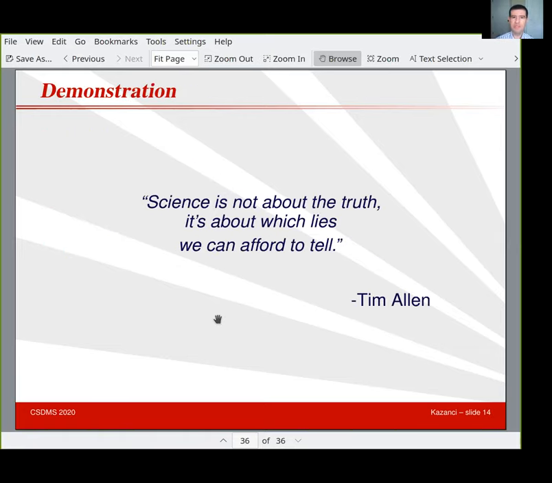Okay, so this is it. We're going to demonstrate it. This is a nice quote, not from the actor Tim Allen, but from the complexity scientist: science is not about the truth, it's about which lies we can afford to tell. I guess this is what pretty much every model contains. It has to represent what happens in real life as best as possible, but of course contain enough simplifications to be able to do so. So what I'm going to do right now is stop the presentation, spawn a web browser and go into Econet. And at this point, I'm going to ask Stuart to join me as well.